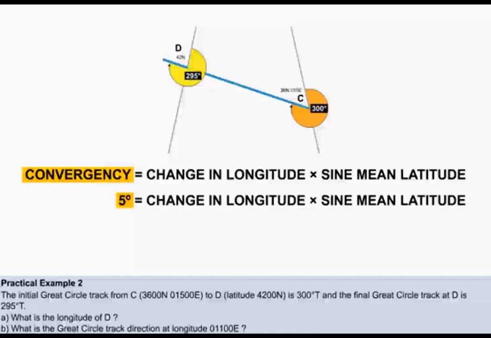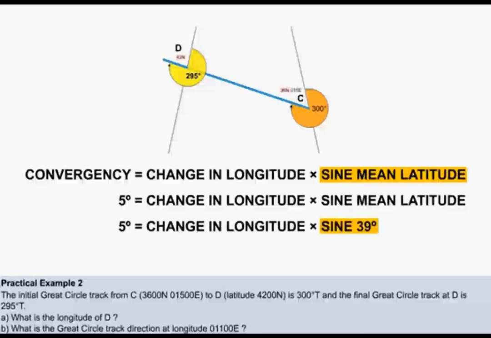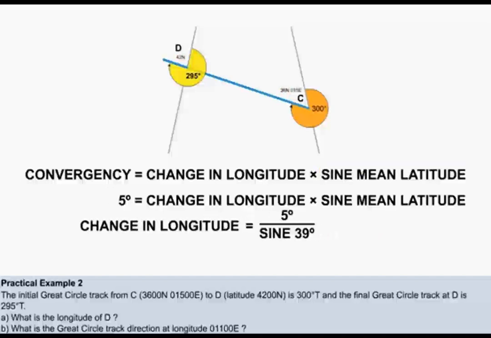Do we know the change in longitude? No, that's what the question is asking. Do we know the mean latitude? Yes, we do, because they've given us the start and finish latitude. It's halfway between 36 and 42 north. It's 39 north. Rearrange the equation to make the change in longitude the subject. And you get the answer that the change in longitude is about 8 degrees.